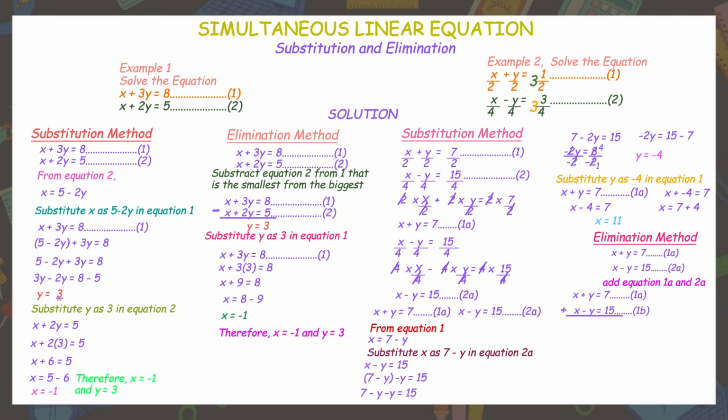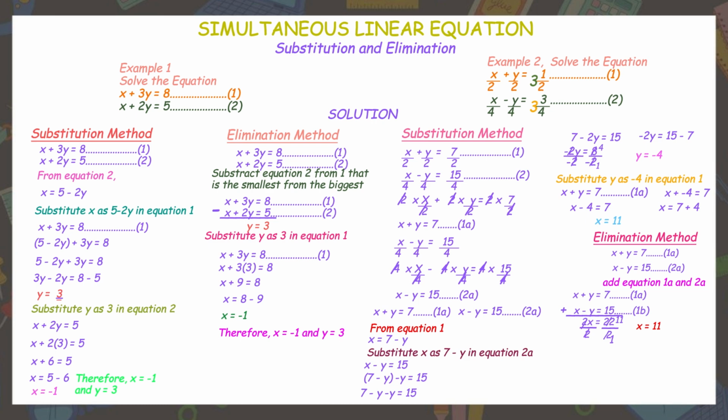x plus x will give us 2x, which is equal to 22. So what do we do now? We say divide both sides by 2. This one will cancel this. Here 1. 2 in 22, that is 11. Our x here is equal to 11.